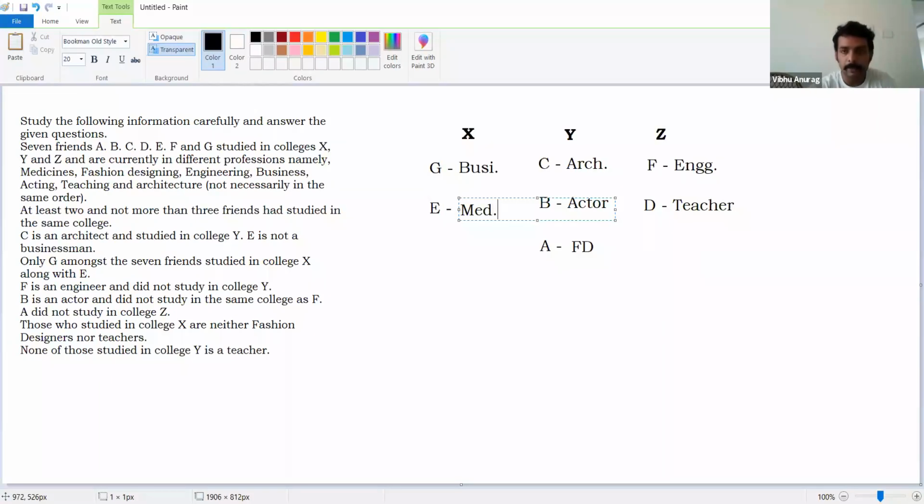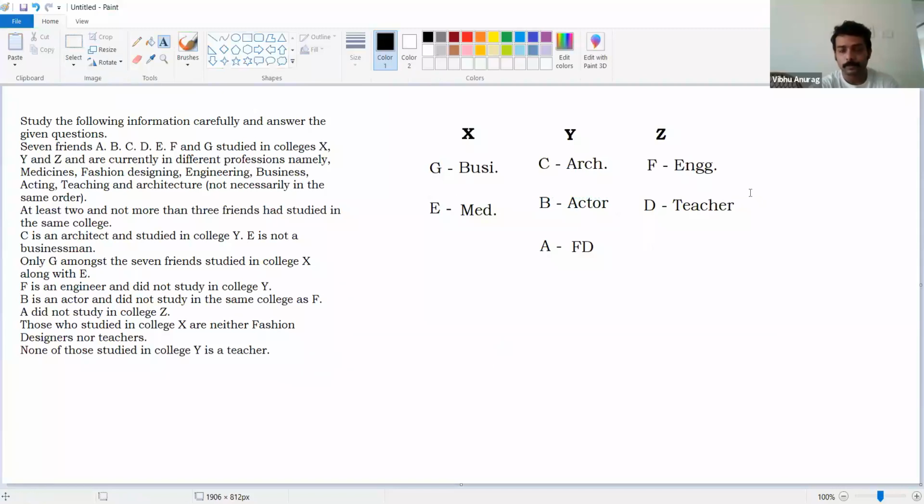Did you get this? Did you get the same arrangement?